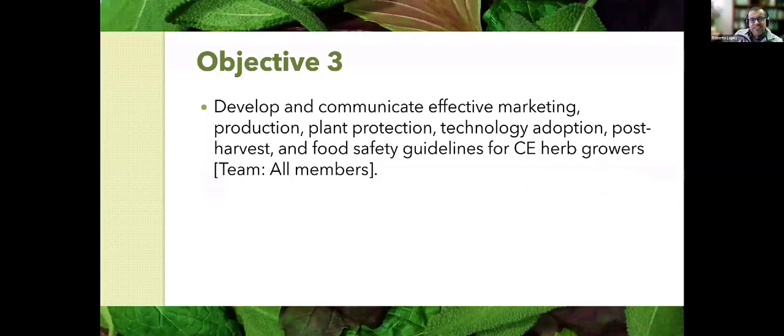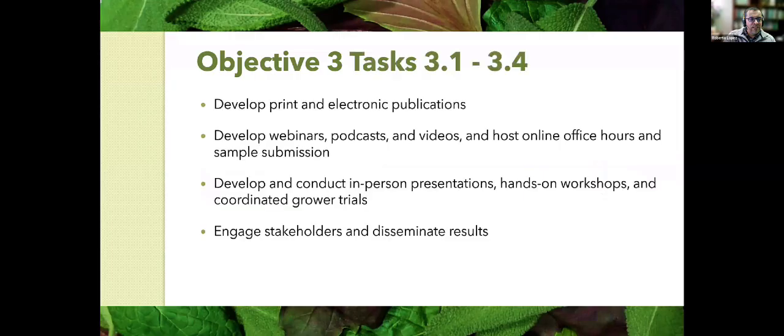Our last objective, again, is focused on outreach. So we're going to develop different things to really get that information out to growers. We're going to develop print and electronic publications, webinars, podcasts, and videos. We're also going to do something unique where we're going to host online office hours where growers can basically ask questions or submit pictures of samples, let's say a particular nutrient disorder that they're seeing or a pathogen.